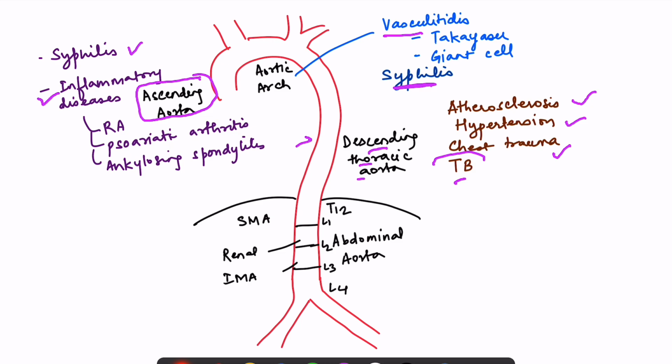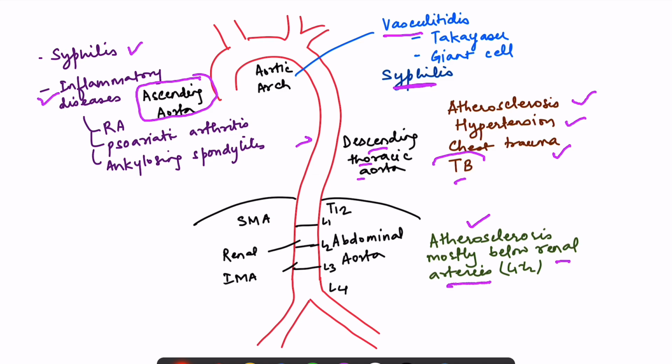So just the proximity of the infection with the descending thoracic aorta, this tubercular infection may extend into the thoracic aorta, and then there will be granulomatous destruction of the medial layer of the thoracic aorta, right? Then abdominal. Most common cause is atherosclerosis and the location is mostly below renal arteries.